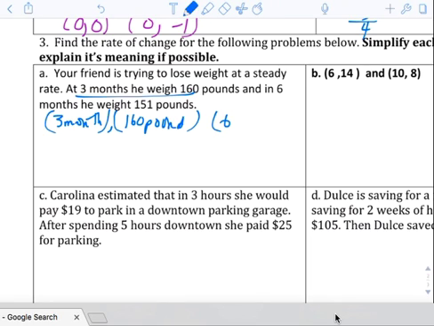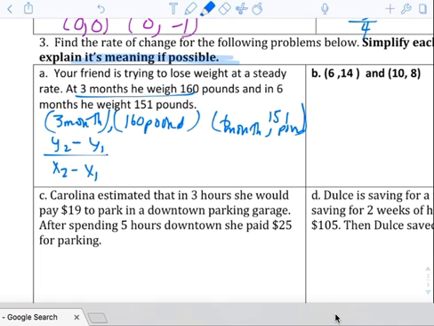In 6 months, 151 pounds. And then you do y2 minus y1, x2 minus x1. You guys are all expert at this. Now the hard part you guys forget is the meaning, if possible.